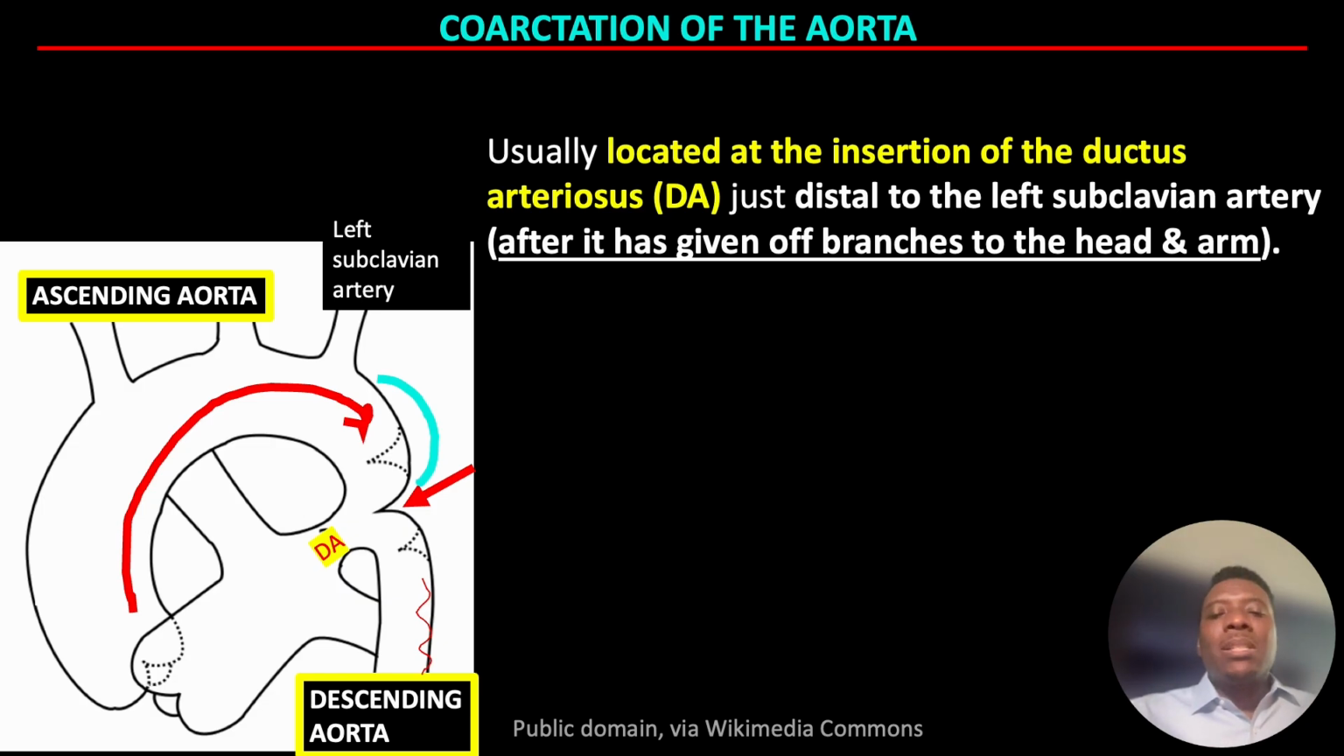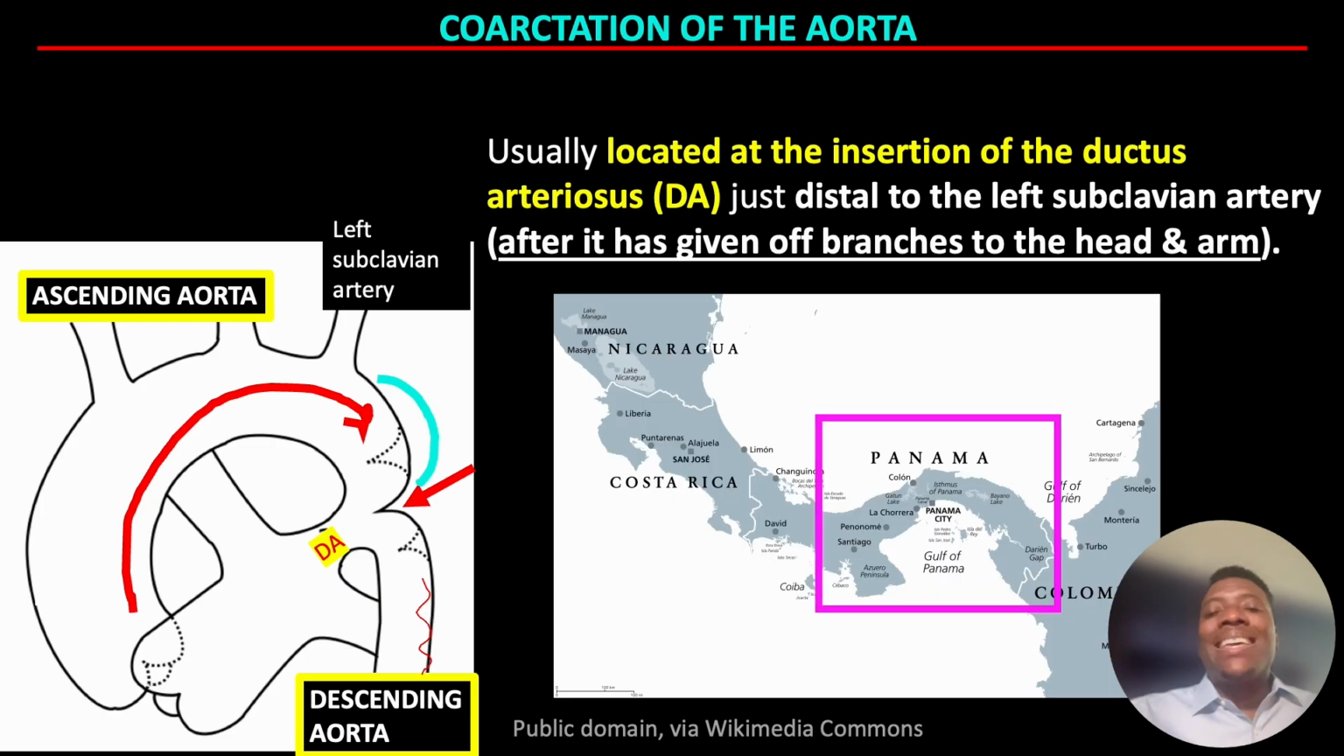So the aortic isthmus is the area that is just distal to the left subclavian artery, and it ends at the ductus arteriosus. Kind of very similar to the Isthmus of Panama, the country where I was born. Isthmus of Panama connects two larger bodies of land. So this aortic isthmus is where most of these coarctations occur.